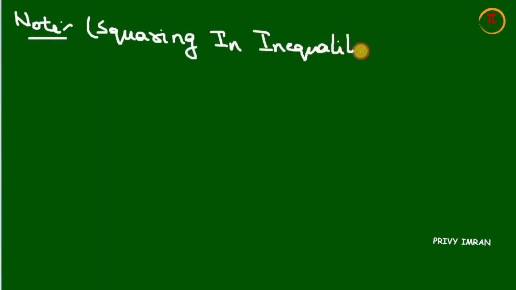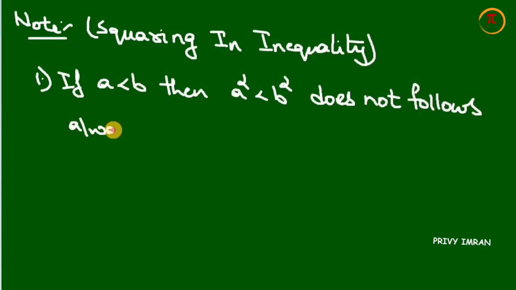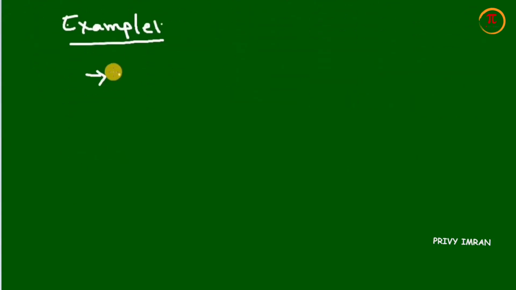Note: squaring in inequalities. If a less than b, then a square less than b square doesn't always follow. For example, if 2 less than 3, now, squaring on both sides, then 4 less than 9.